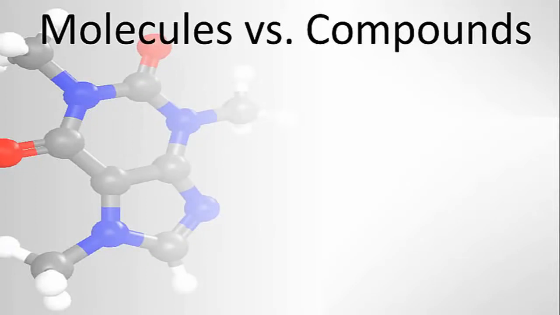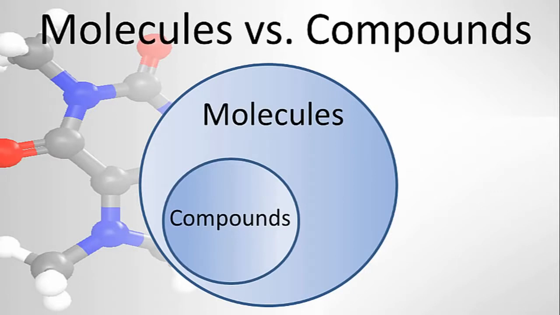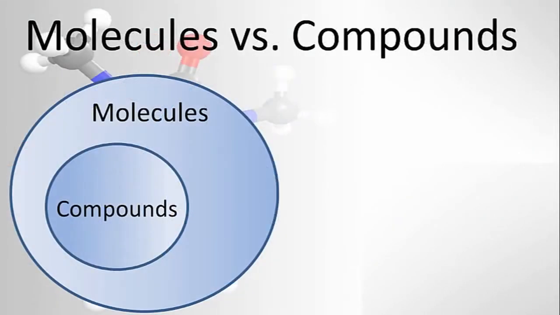So molecules versus compounds. Well, when we look at molecules and compounds, molecules are kind of the overarching theme here. So we have our molecules, and then we have our compounds. Compounds are just a type of molecule, so every compound is going to be a molecule. So let's think about that.